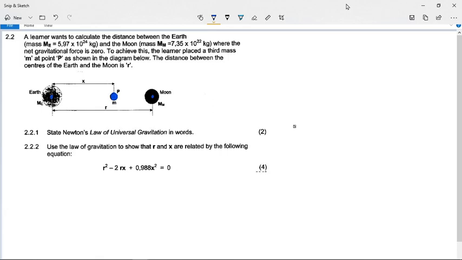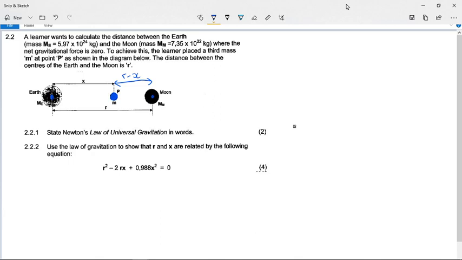Okay, well, if we look at this diagram here, we've got this distance R between the Earth and the Moon. We've got this distance X between our little mass M and the Earth. And so this means this distance here, because we're going to need it, is going to be R subtract X. Okay, so those are the distances that we need.